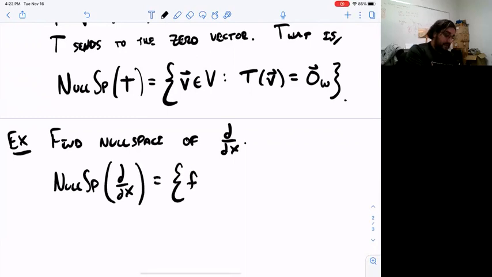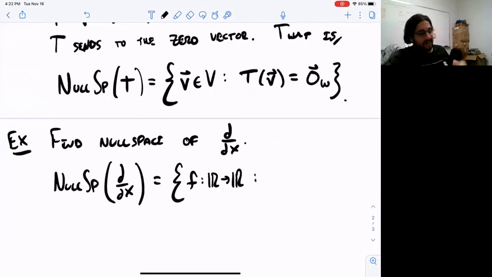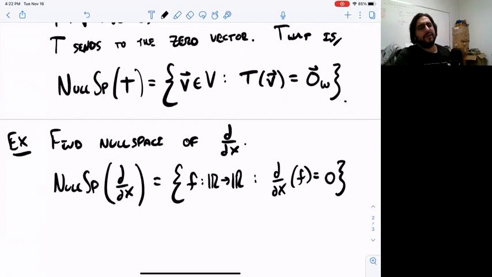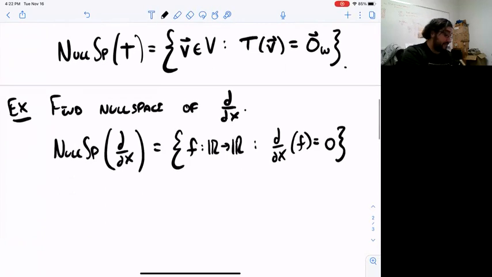It's a set of all functions. And since we're talking about the derivative, you can, at least for our purposes here, assume the functions that we're talking about are mapping real numbers to real numbers. Just the standard setup in Calc 1, Calc 2, etc. So the null space of that, it's the set of all functions whose derivative equals the zero function, not just zero at some point, but zero identically as a function.